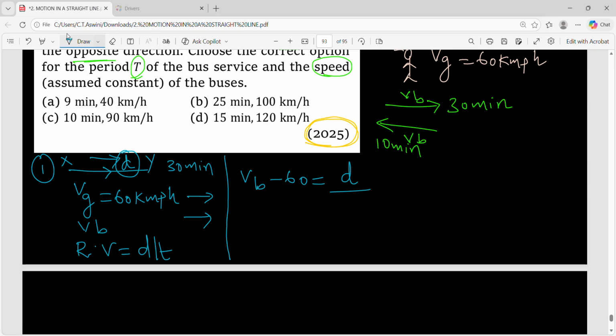And how much is the time? Time is 30 minutes. 30 minutes, convert it into hours. So 30 into 1 by 60. So this is 1 by 2 hours. So 1 upon 2.